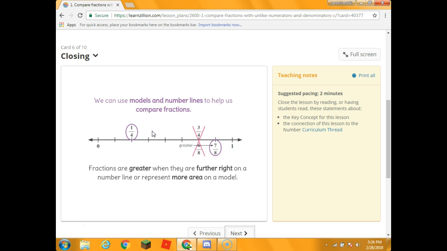So now we're getting to the end of this video. We can use models and number lines to help us compare fractions. Fractions are greater when they are further right on a number line or represent more area on a model. So I used a model. You could use a number line, but I prefer a model because I like to visualize it, but you might want to use a number line, and that's okay too.